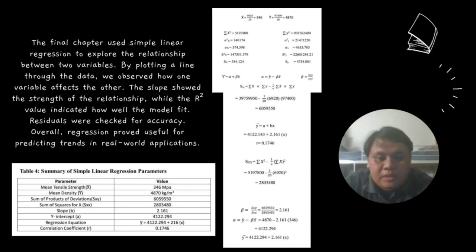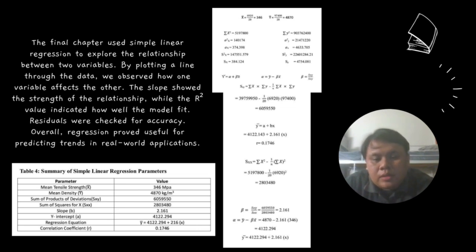Finally, in chapter 6, we use simple linear regression to study the relationship between tensile strength and density by plotting the data and calculating the slope and y-intercept. We found the regression equation to be y equals 4122.294 plus 2.161x. This means that for every unit increase in tensile strength, the density increased by about 2.161 kilogram per meter cube.